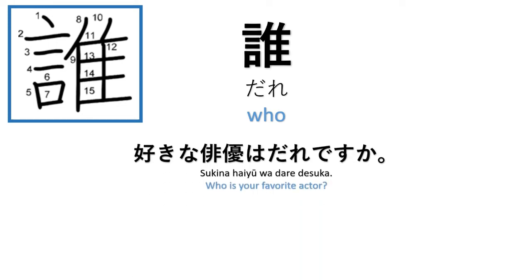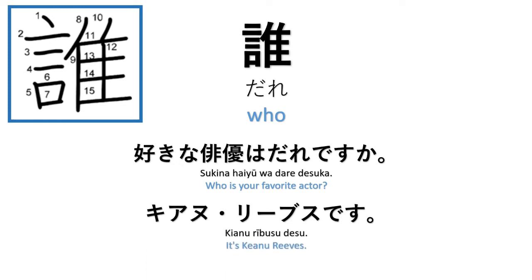Suki na haiyu wa dare desu ka? Okay, so here we can use dare because we are referring to a third person, somebody that we are talking about. Suki na haiyu, favorite actor. Dare desu ka? For example, Keanu Reeves desu. It's Keanu Reeves.